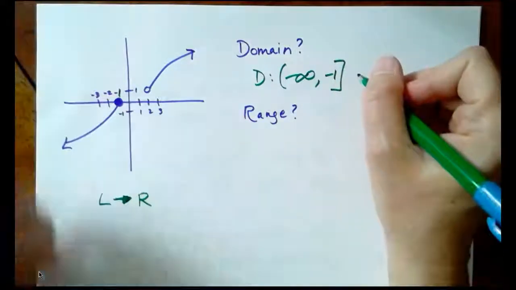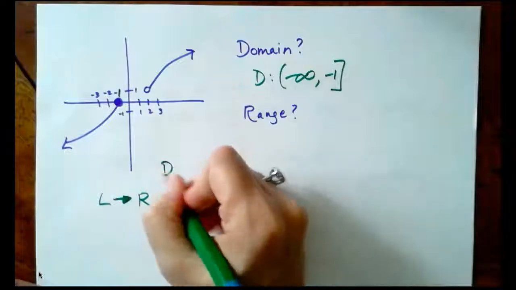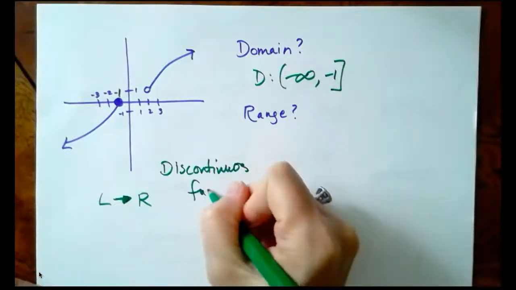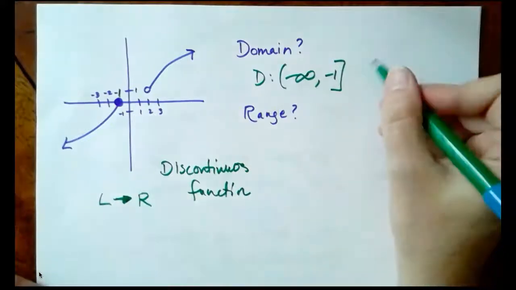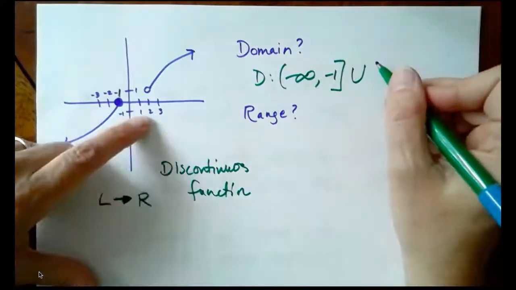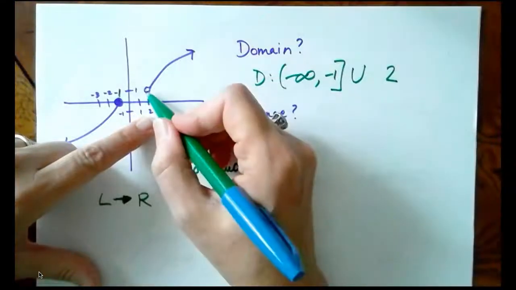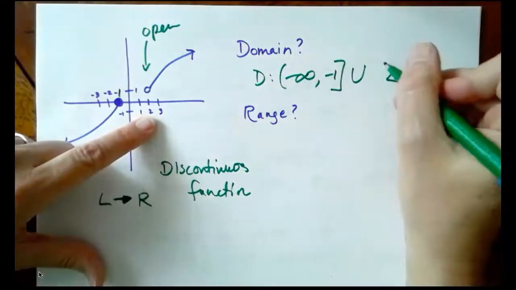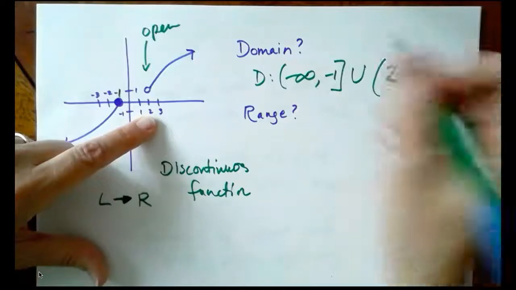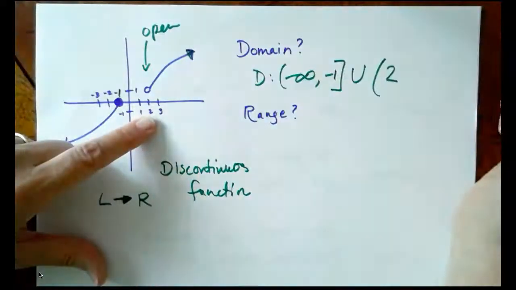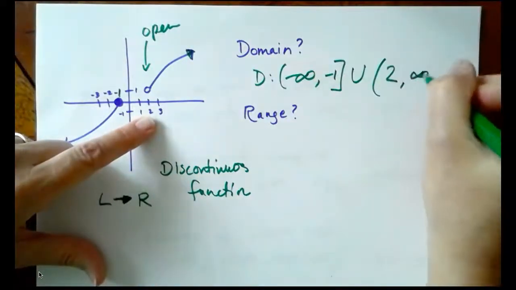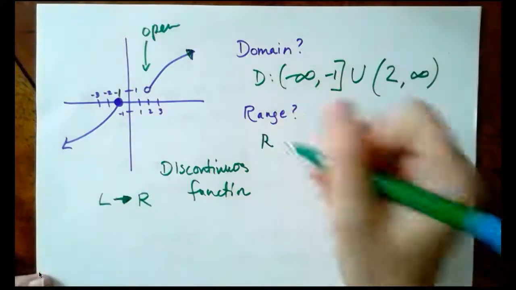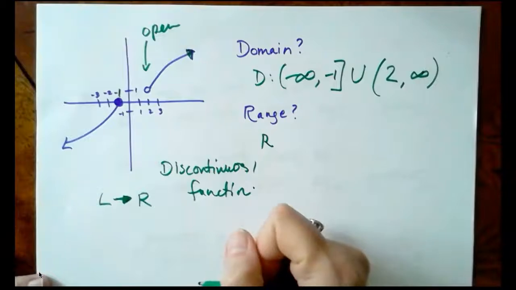Then we have a break in the domain, which does make this, of course, a discontinuous function. So from here, union, then it starts again at 2, but the circle is open. And if that circle is open, we will close that interval with a parenthesis. It does continue on to the right forever, so from 2 to positive infinity. That is the domain.